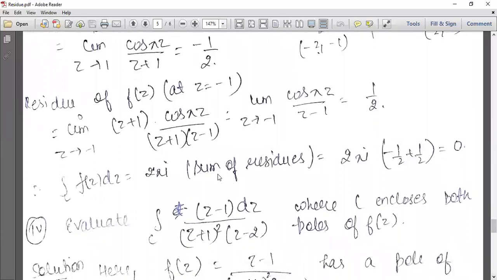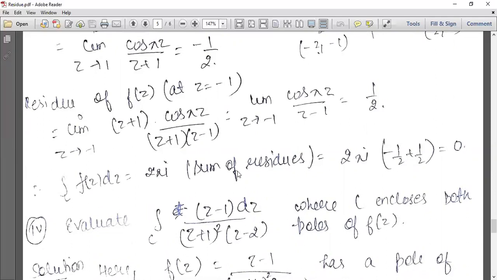And in the second part, the residue at z equal to minus 1, so this will be the limit as z approaches minus 1. Z minus z naught will be z plus 1 here. F of z is cos pi z over z plus 1, z minus 1. Z plus 1 will cancel and I will be left with cos pi z over z minus 1. And here the limit is approaching minus 1, so replace z with minus 1 and I will have my residue as 1 by 2.